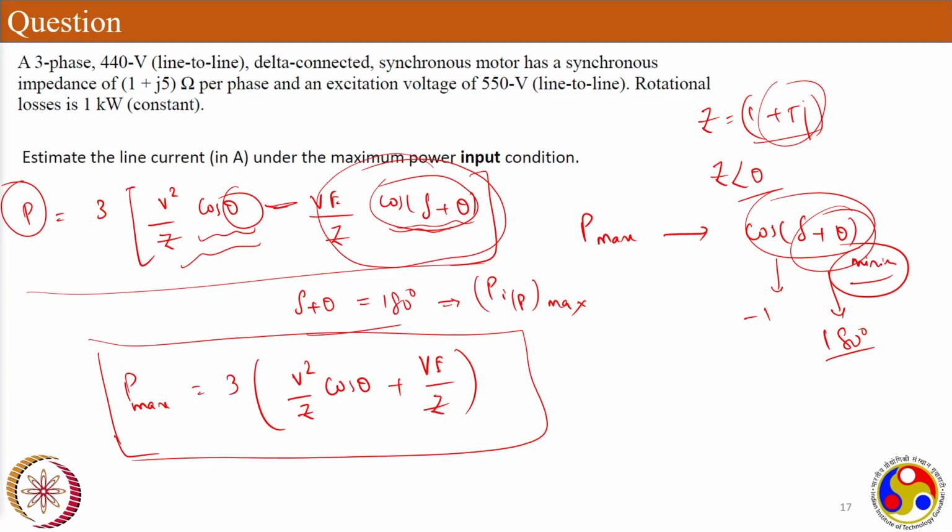So for line current, first we will calculate the phase current, which is (V minus E at angle delta) by Z at angle theta. And then we will multiply it by root 3 because it's a delta connected rotor. You will get the line current. Now let's see whatever data we were given, and we will substitute here to get the power and also the current.